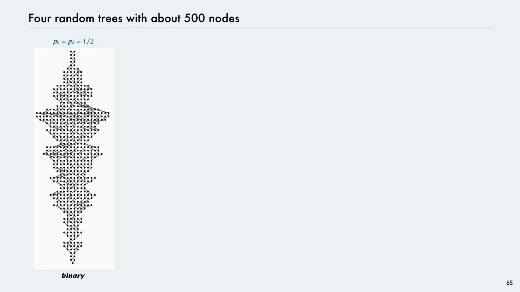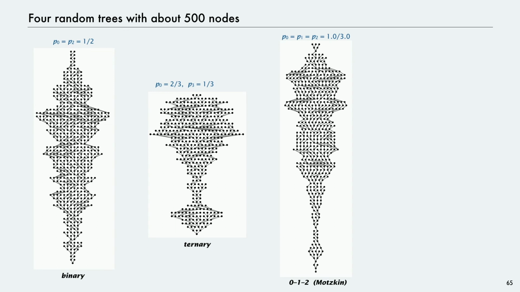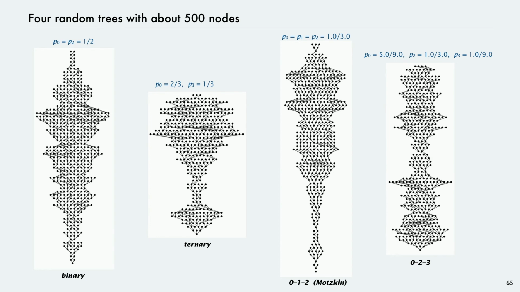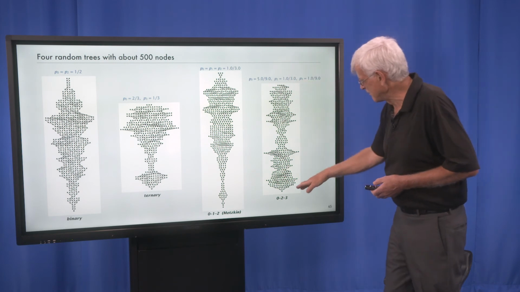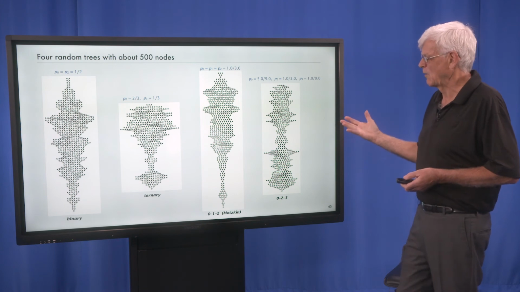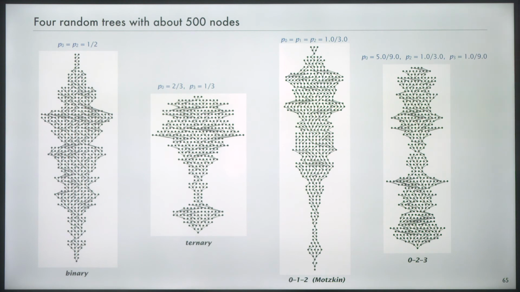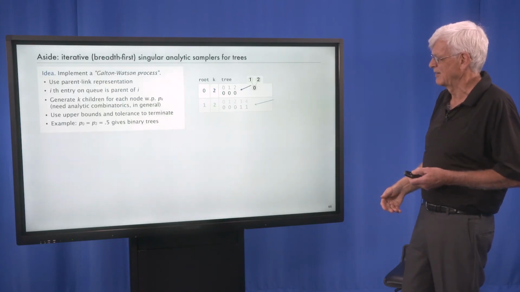P0 equals P2 equals a half gives binary trees. P0 equals 2/3 and P3 equals 1/3 gives ternary trees. And having them all equal to 1/3 gives 0, 2 trees. And 5/9, 1/3, and 1/9 gives 0, 2, 3 trees. And again, to map these tree specs to these probabilities, amazingly requires good analytic combinatorics that we'll get to later. So these are trees with 500 nodes. And they also, regular analytic sampler works. This is just a computer science trick that is very neat.